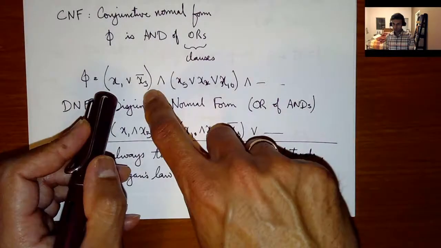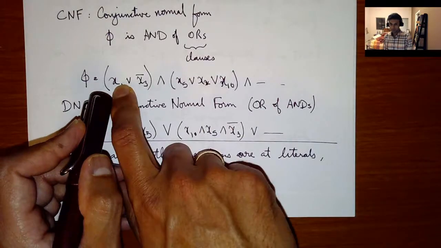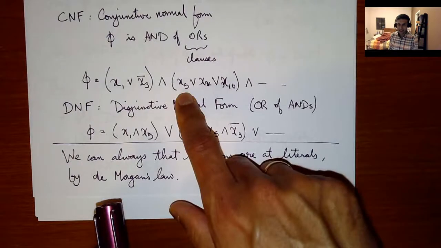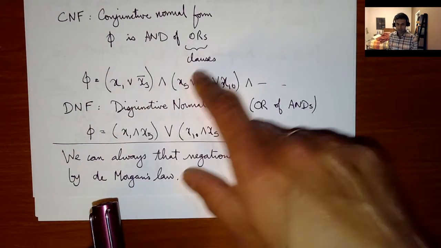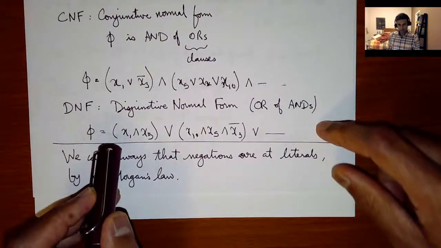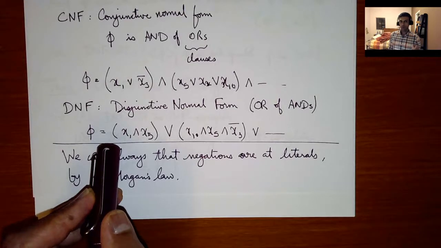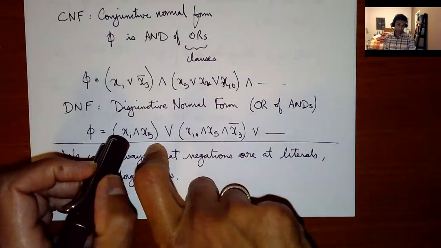Here, it becomes complicated because if I set x1 to true, it satisfies this clause, but now I need to worry about the other clauses because it's an and of ors, so you have to satisfy all these clauses. In DNF, you only have to satisfy one clause. So you can just go and check, oh, could I satisfy this clause? Yes, I can. Then that's it.